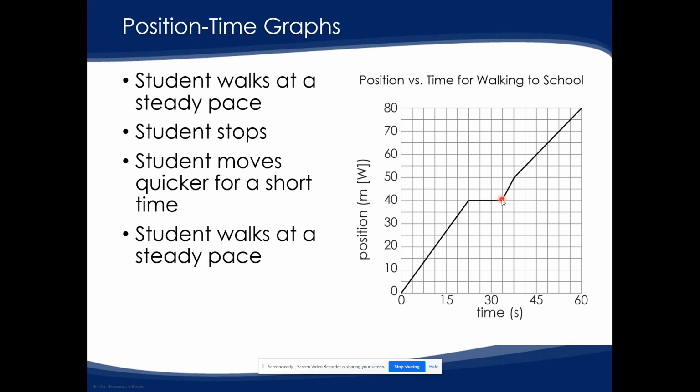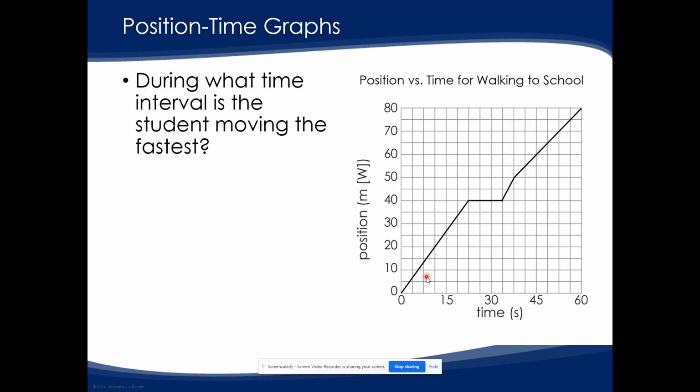And then they speed up, so maybe they're crossing the street after waiting for that car to pass, and then they go back at a steady pace again. And I can tell that they sped up because the slope here is steeper, so I know that their velocity went a little bit faster.